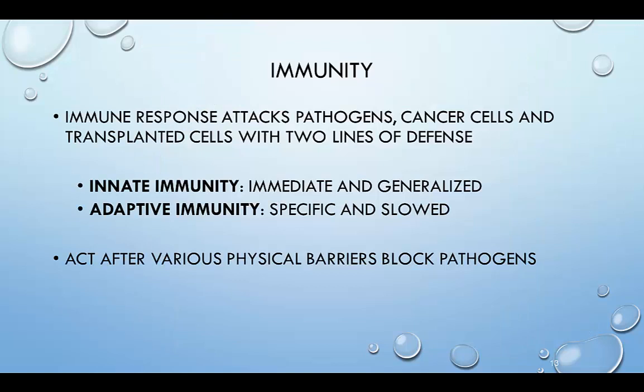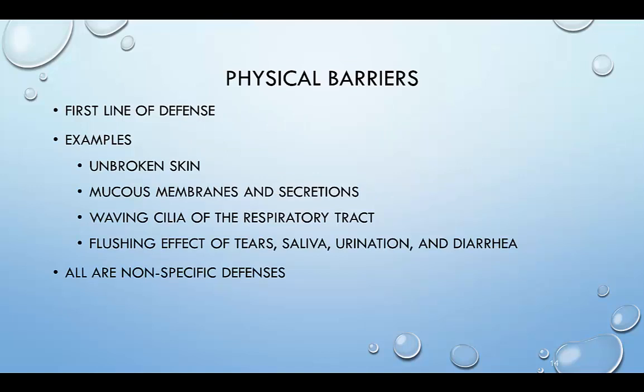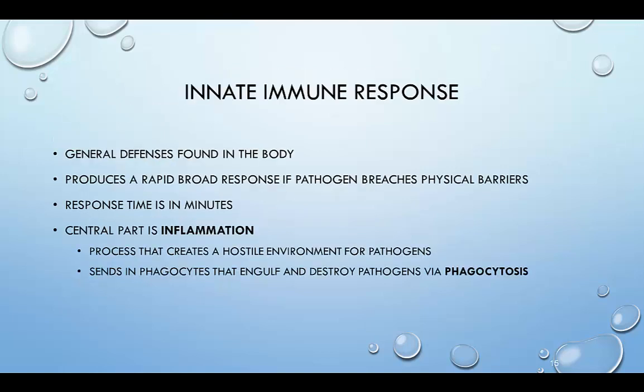So immunity. The immune response attacks the pathogens or cancer cells or even transplanted cells with 2 different types of defense. We have our innate immunity, which is immediate and generalized, and then we have adaptive immunity, which is more specific and slower. They act after various physical barriers block the pathogen. Some of those physical barriers are our first line of defense, such as our unbroken skin, mucous membranes and secretions, the wavy cilia in our respiratory tract, the flushing effect of tears or saliva, urination or diarrhea, and we have some non-specific defenses. So the innate immune response is the general defense found in our body.